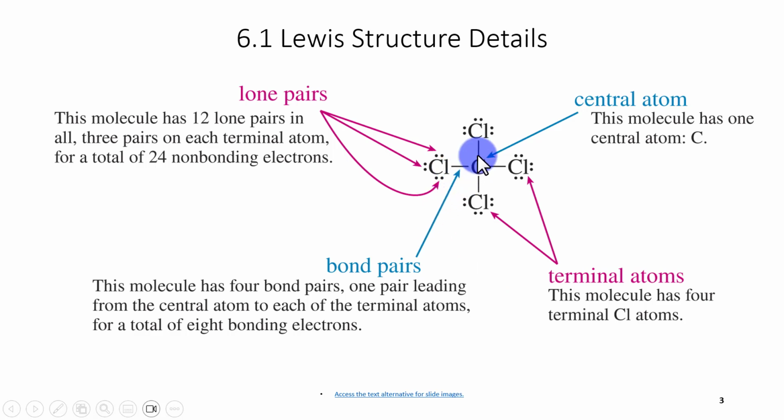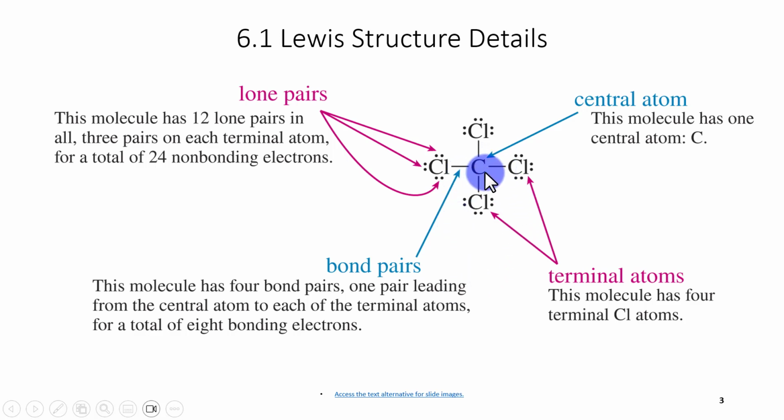Now, you will see these dashes here around the central atom, and these are called bond pairs. These bond pairs, so these dashes, represent 2 electrons, and those are electrons that are being shared equally, well, in certain cases equally, in others not equally, between the central atom and the terminal atom. These two are those shared electrons.